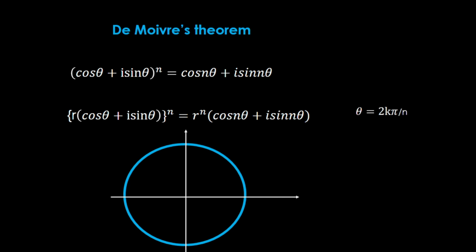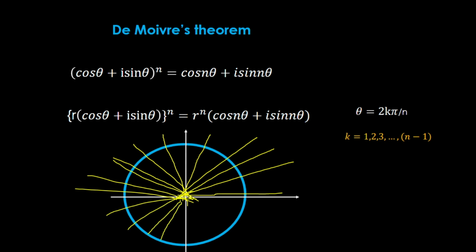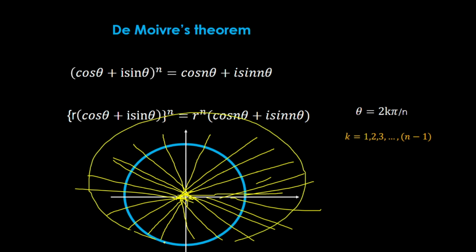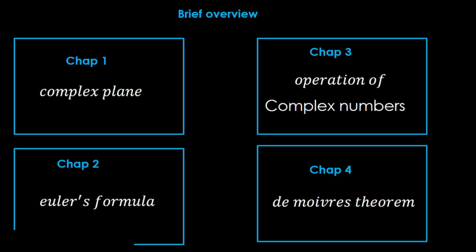For theta equal to 2k pi on n, with k being from 1 to 2 to n minus 1, if you start plotting the different values of k, k1, k2, k3, k4, k5, k6, 7, 8, you see a bit as you're going, you're having a circle. I'll be coming back. That is what happened. And those points are called the n roots of unity.